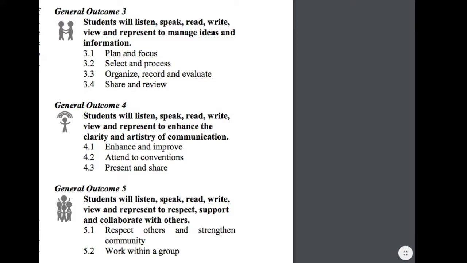So this is how students show their thoughts and feelings, describing it through not only the written form, but also through speaking and maybe showing in multimedia processes. And General Outcome 5 is specifically about respecting others, strengthening community, and working within a group.